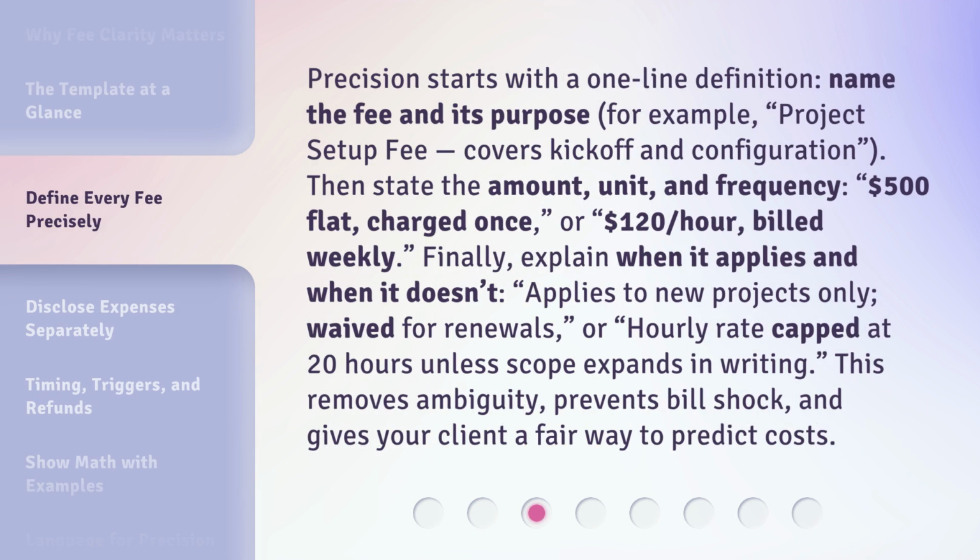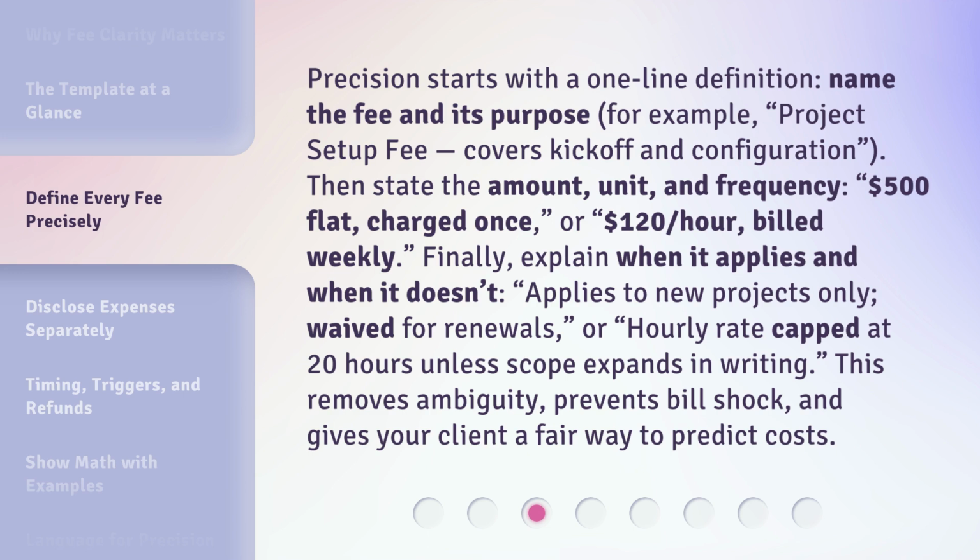Precision starts with a one-line definition. Name the fee and its purpose. For example, project setup fee covers kickoff and configuration. Then state the amount, unit, and frequency. $500 flat, charged once. Or $120 per hour, billed weekly.